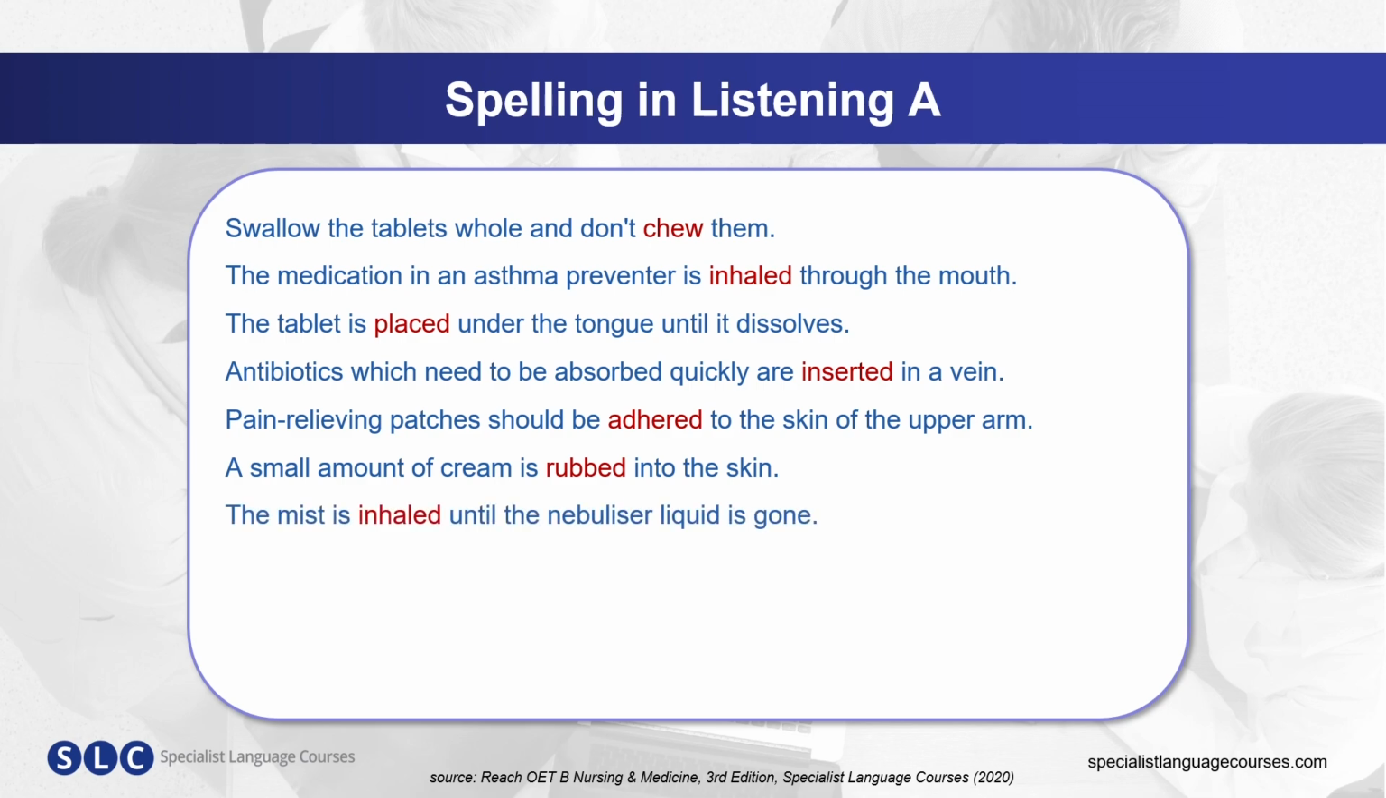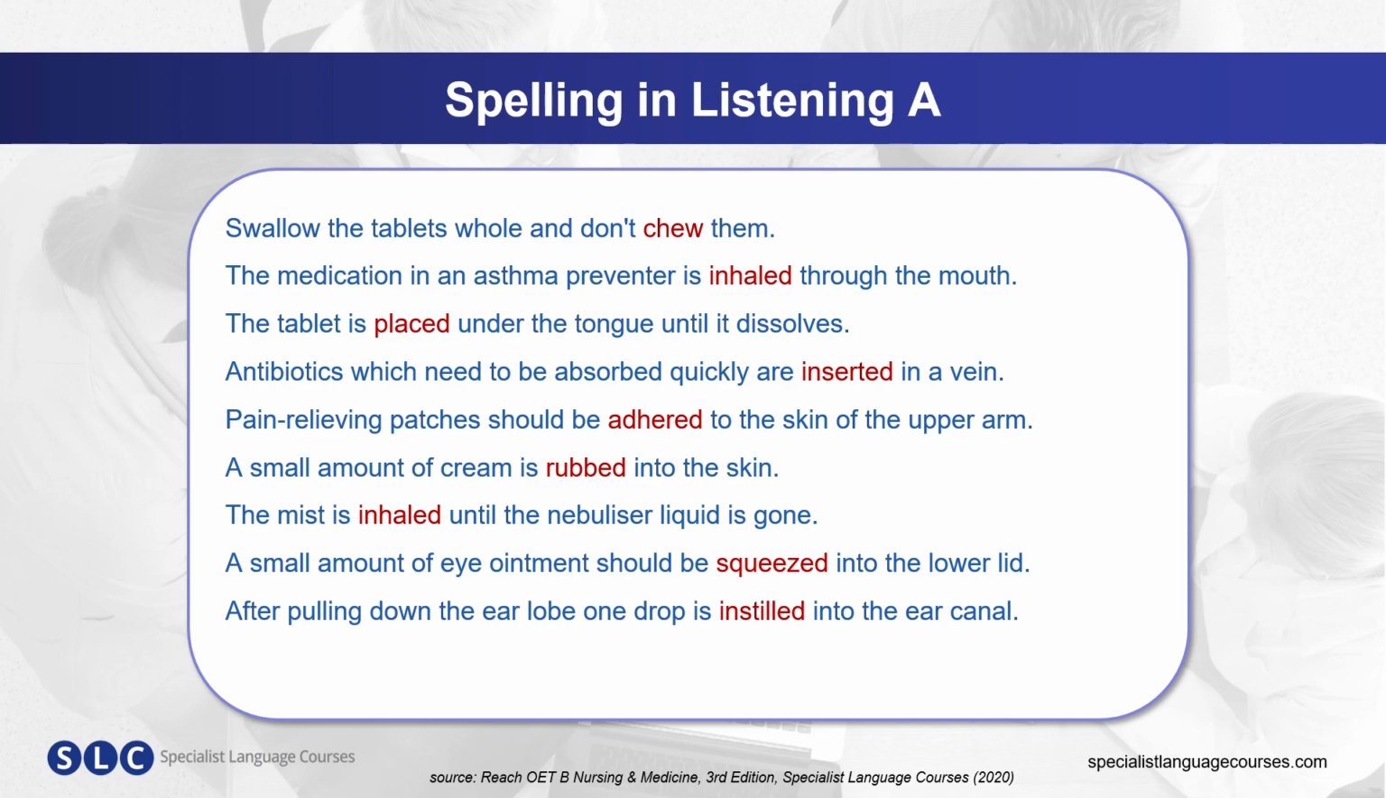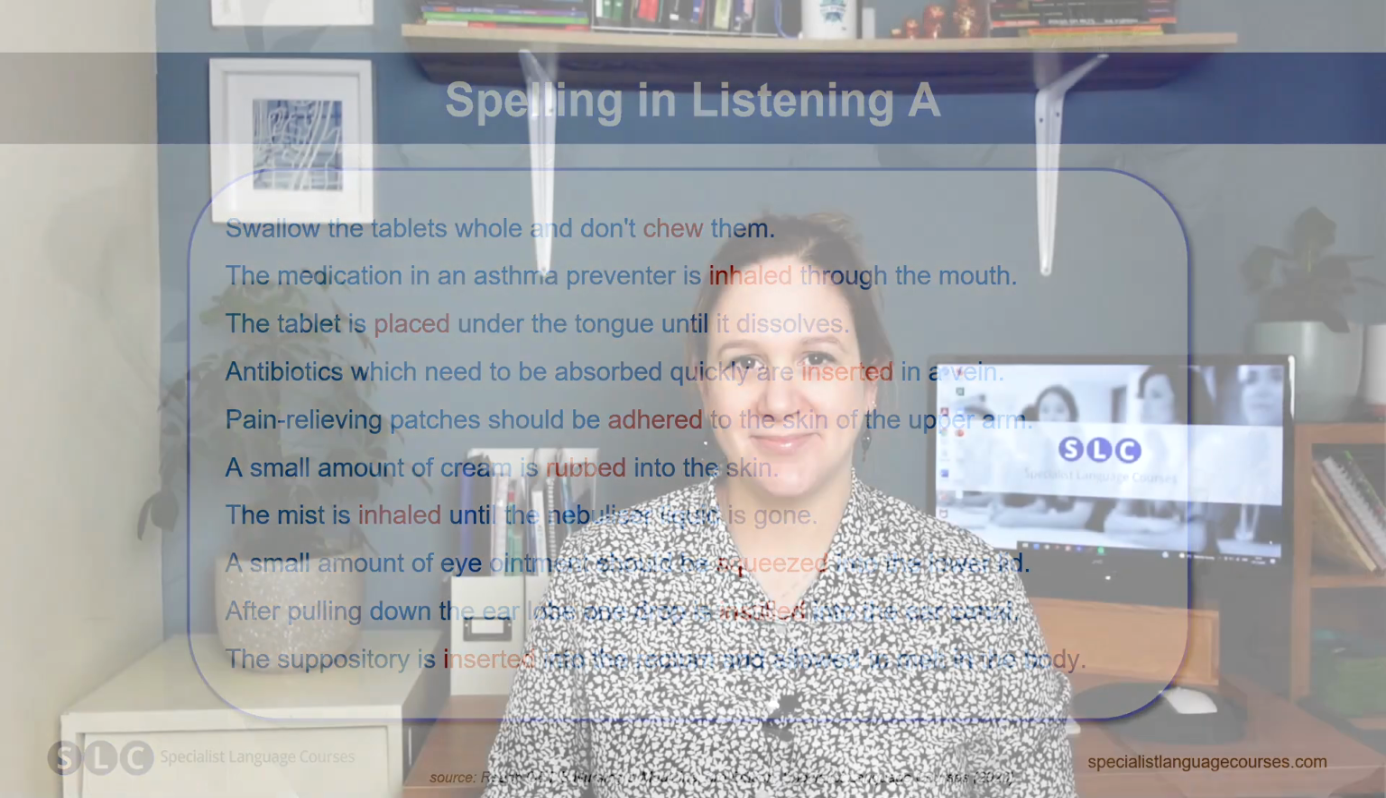The mist is inhaled until the nebulizer liquid is gone. A small amount of eye ointment should be squeezed into the lower lid. After pulling down the earlobe, 1 drop is instilled in the ear canal. The suppository is inserted into the rectum and allowed to melt in the body.